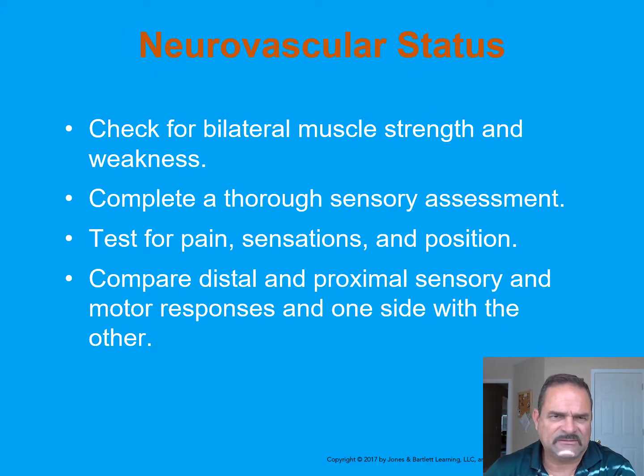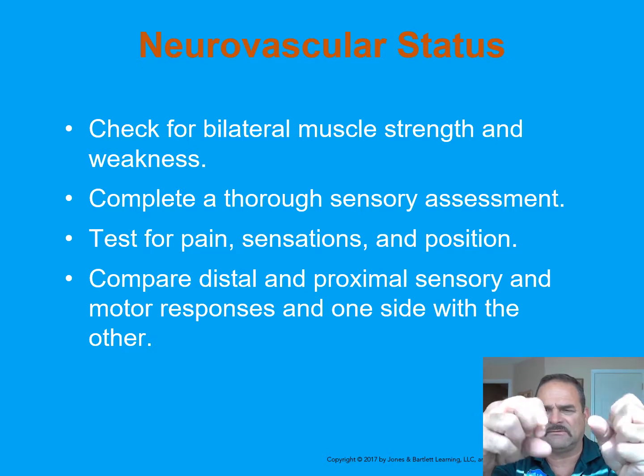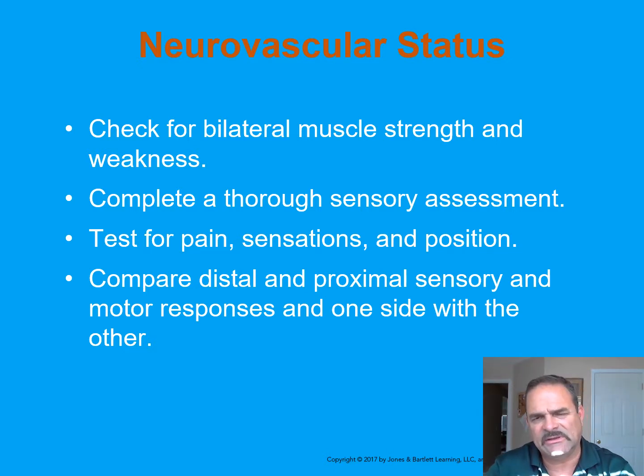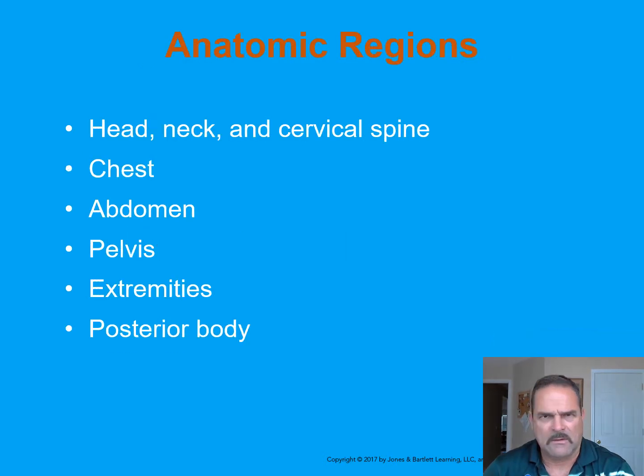All right, neurovascular status, check for bilateral muscle strength. Have them grab your hands and squeeze them, and are both sides equal. Complete and thorough sensory assessment. Can you feel my touch? Can you feel temperature? Test for pain and sensation and position. Compare distal and proximal sensory and motor responses on one side or the other. Anatomic regions, we start from the head, we go to the chest, then the abdomen, the pelvis, the extremities, and then the posterior portion of the body.